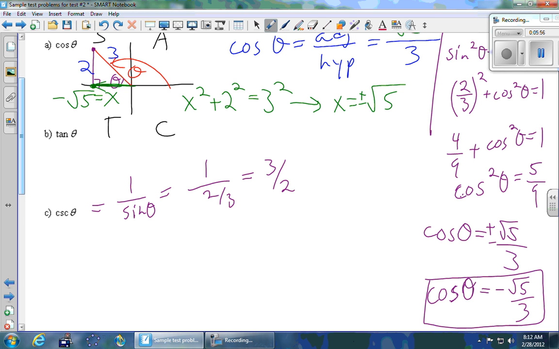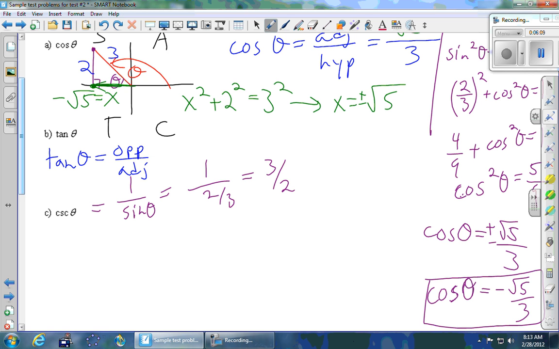Part B, we're looking for the tangent of theta. So for me, easiest way to do this is to think of the tangent as being the opposite side divided by the adjacent side. So if we've done it the first way, then we have the picture in front of us. The opposite side to that angle is 2. The adjacent side to that angle is negative root 5. Need to have that negative. And that's our answer, negative 2 over root 5. I have no problem with radicals in the bottom. You can rationalize the denominator if you wish, but I don't need you to.